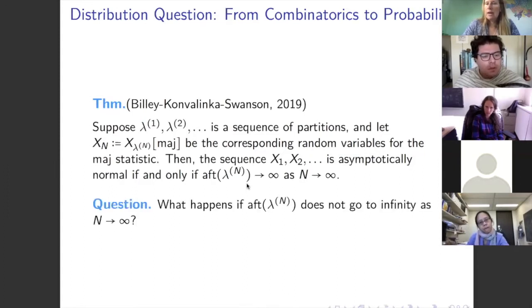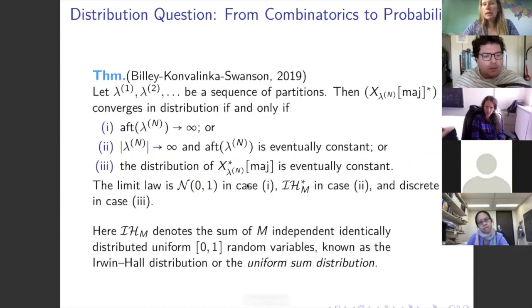And then what happens if aft doesn't go to infinity? Could you still possibly have convergence? And we completely characterize convergence in distribution. So if aft goes to infinity, you get asymptotic normality.